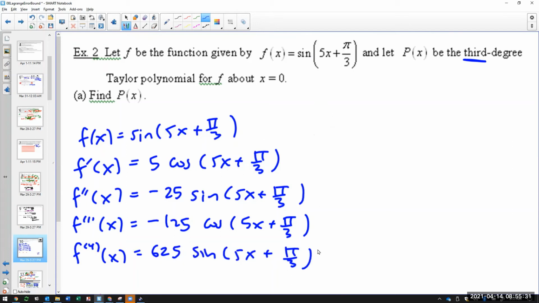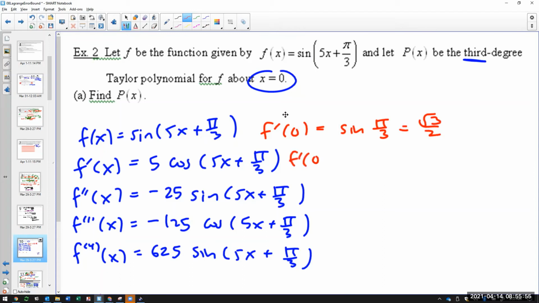On the right side, do you remember what you plug in? Your center. So this is going to be 0, which is your center. If you plug in 0 here, I'll get sine of pi over 3, and that is square root of 3 over 2. Oops, sorry, this is not a derivative, this is just f of 0. If I plug in 0 to f prime, I'll get 5 times cosine of pi over 3. But cosine of pi over 3 is 1/2. So this is just 5 over 2.